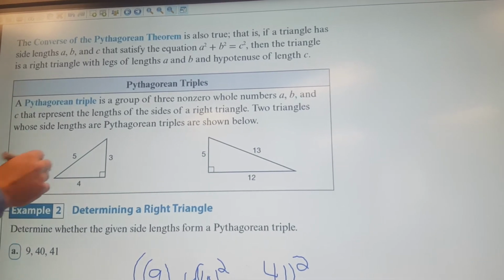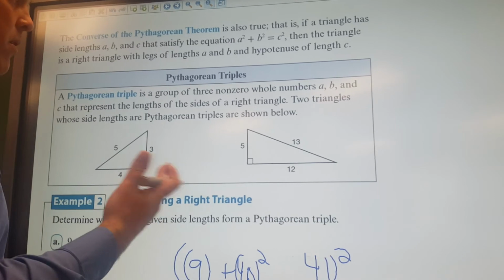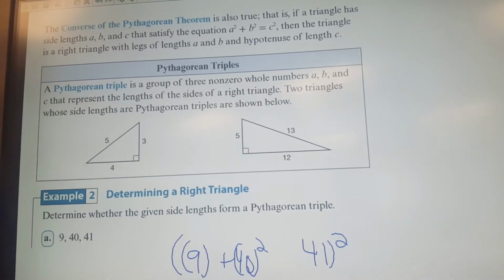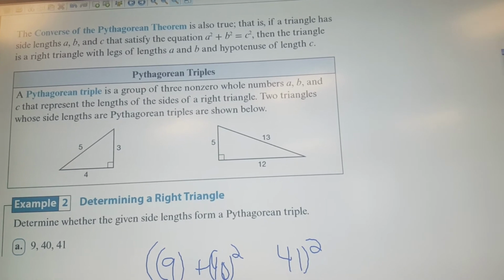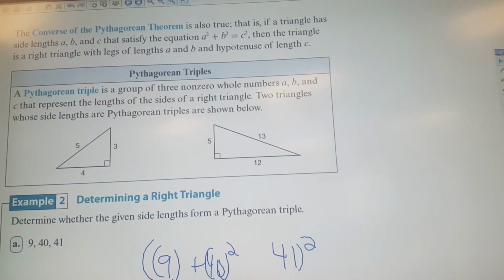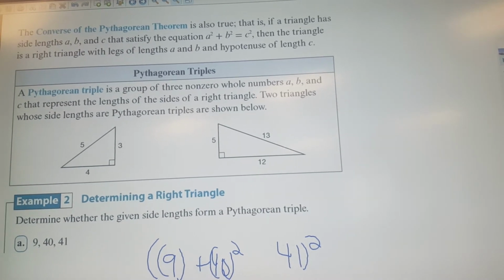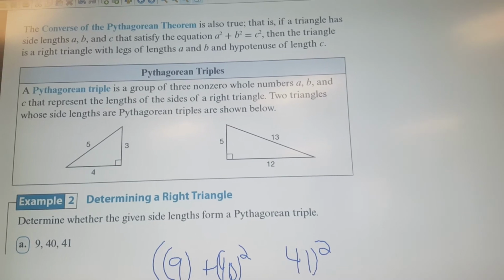These are common. If you can memorize them, we can actually save ourselves time from doing the Pythagorean theorem. A 3, 4, 5 triangle, and we have a 5, 12, 13. Both of these work, and if it works, we know it's a right triangle. Now, emphasize again, we only call Pythagorean triples those that have whole numbers. So if it doesn't have a whole number, we're going to eliminate that right away.